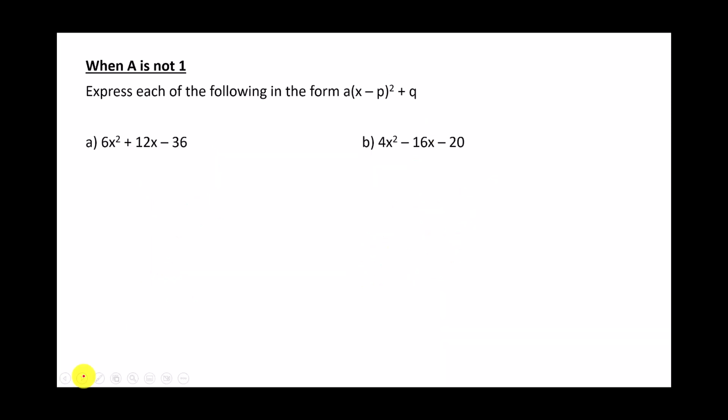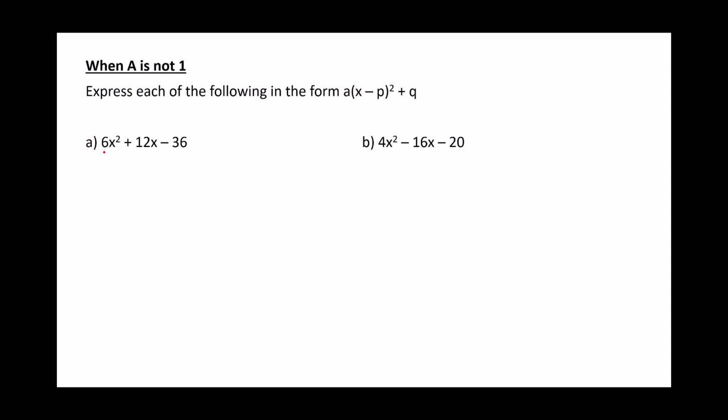Okay, we're going to take this just a little bit further, and we're going to look at what we do when a is not 1. So all of the ones we've done up till now have had a 1, a positive 1, in front of the x squared term. In this case, what do we need to do if it's not a 1? And that's when you're going to see this number out here, this a out front, okay? So let's look at an example.